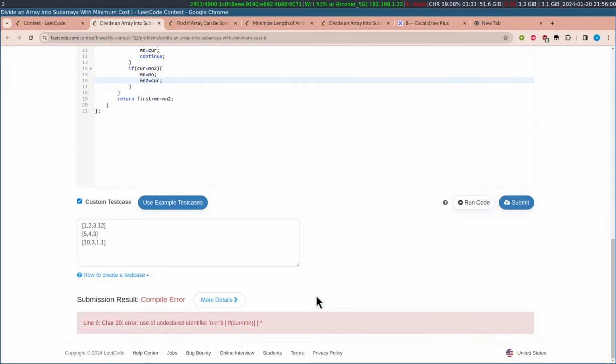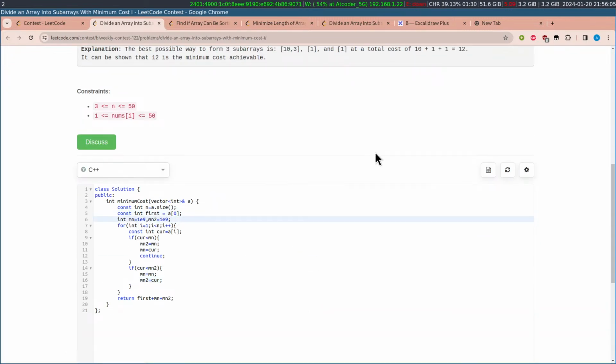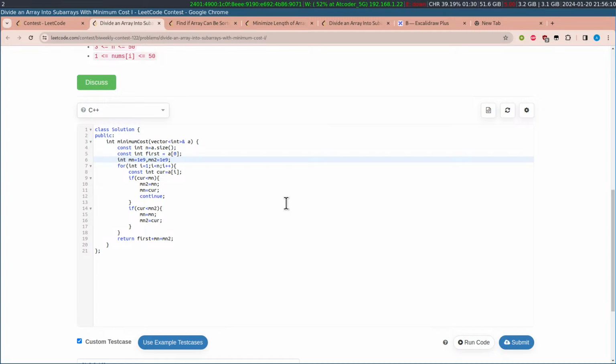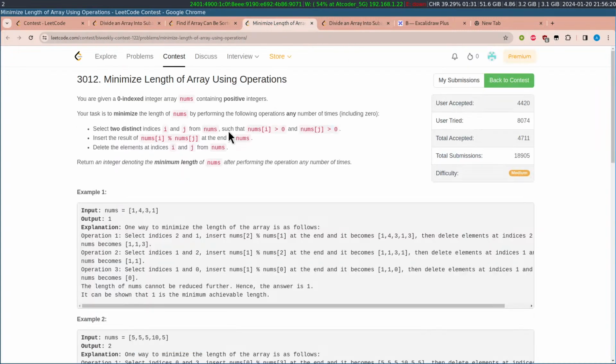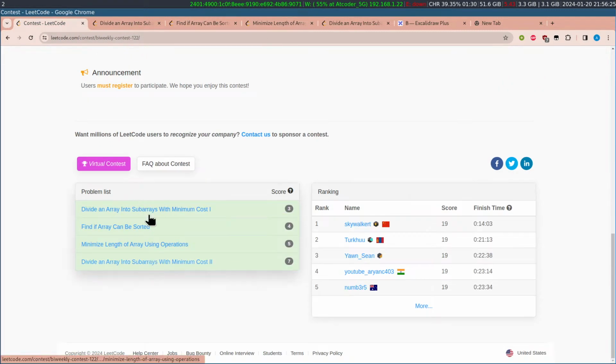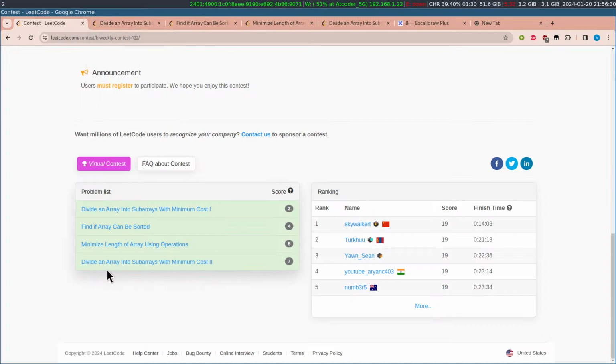Okay, so these were some ideas. The critical observation is that we always have to take the first element, and we can take the smallest two elements for the remaining two arrays. This would be critical for solving the fourth problem, the harder version of this problem that was asked in the contest. I will continue discussing the remaining part when I go to that problem.